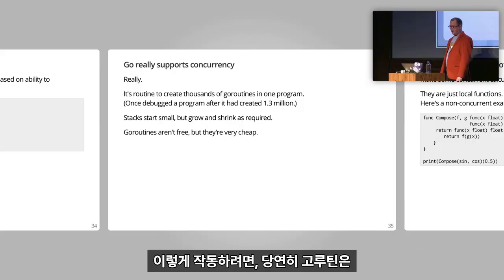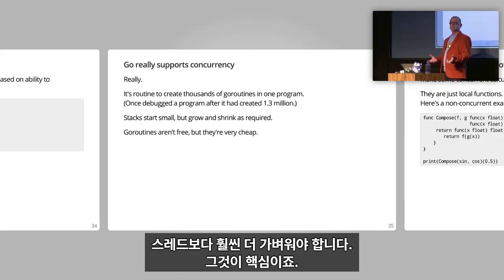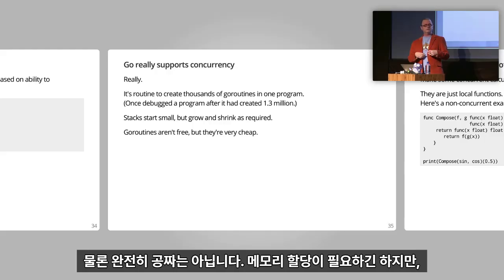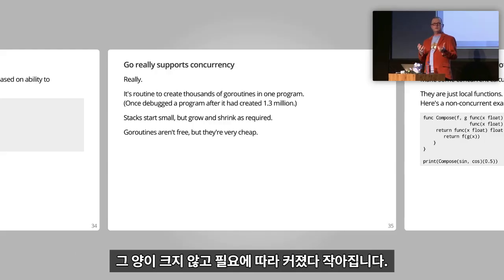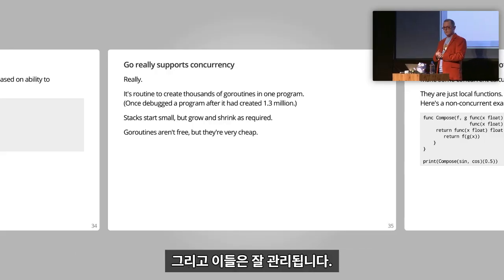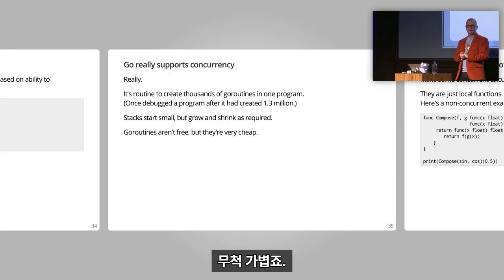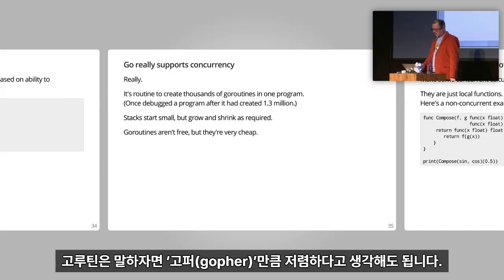And to make this work, of course, they have to be much, much cheaper than threads, and that's kind of the point. So they're not free. There's allocation involved, but not much, and they grow and shrink as needed, and they're well managed. But they're very, very cheap, and you can think about them as being as cheap as Gophers.